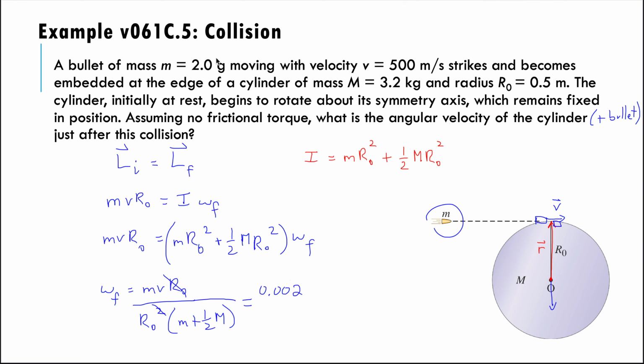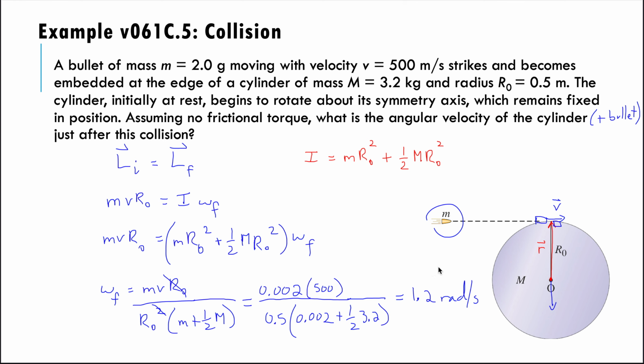0.002 kilograms, we're converting this to kilograms here, times our velocity of 500 meters per second, divided by the radius, which was 0.5, times the mass, 0.002 plus 1/2 of the big mass, which is 3.2. We plug in all of these values, and we get 1.2 radians per second. So that is the magnitude of the angular velocity.